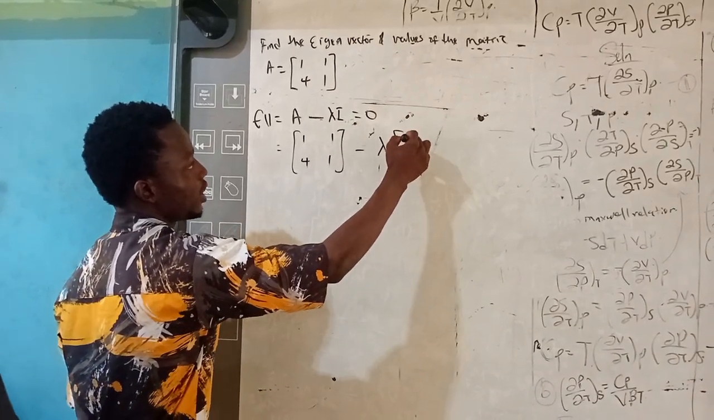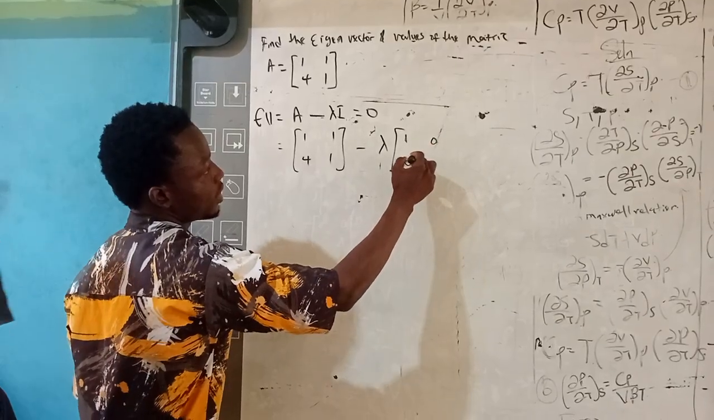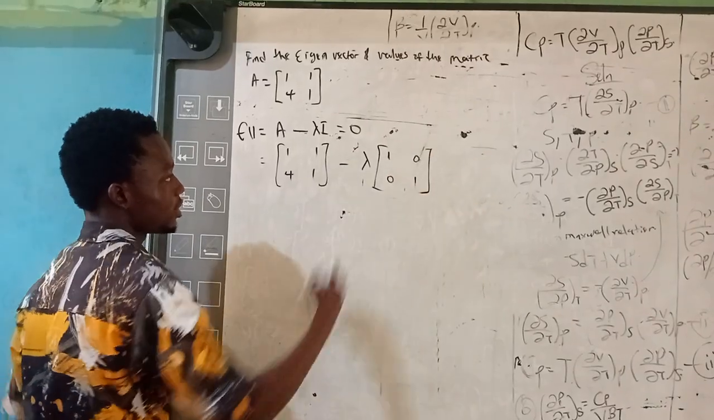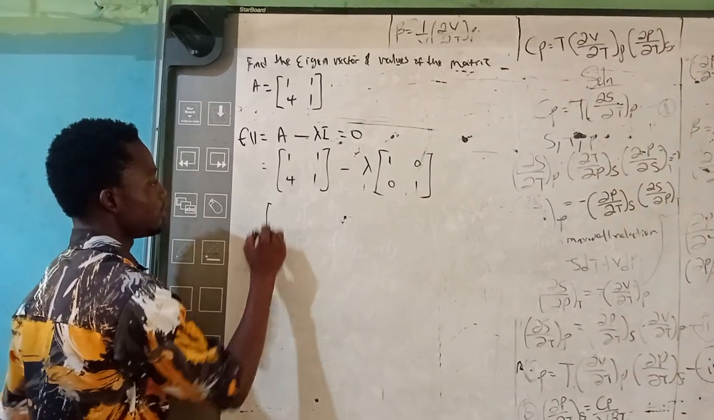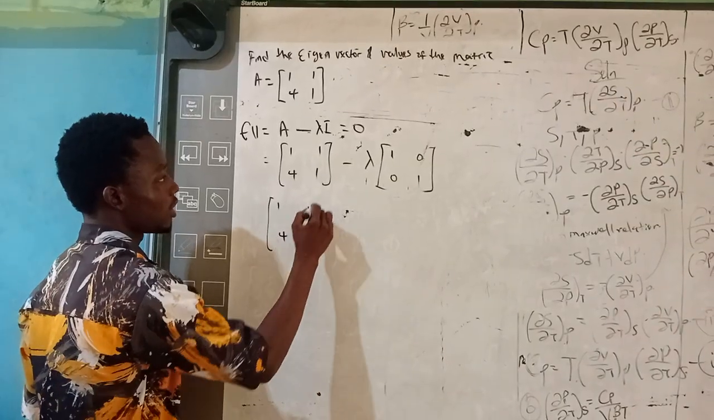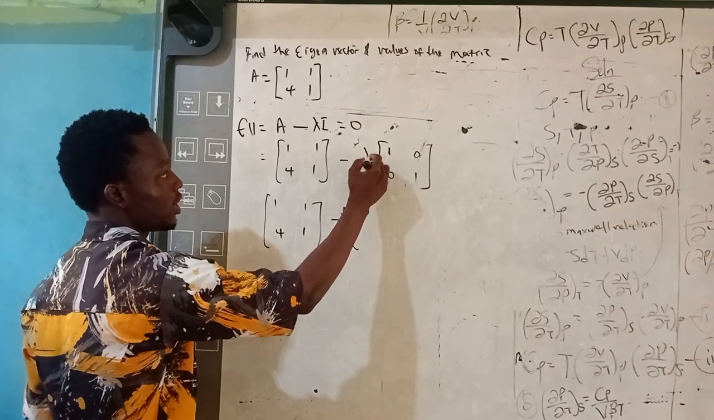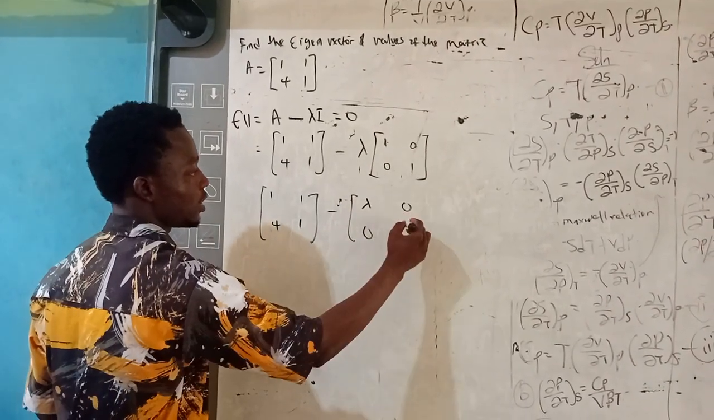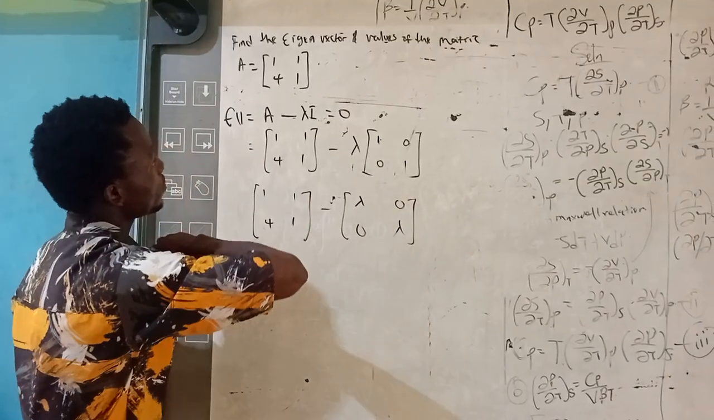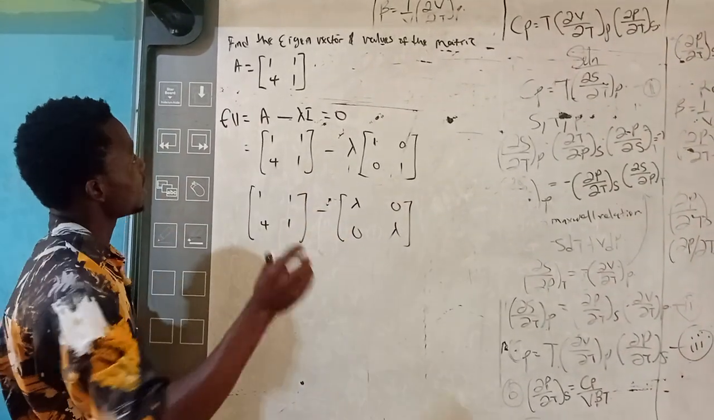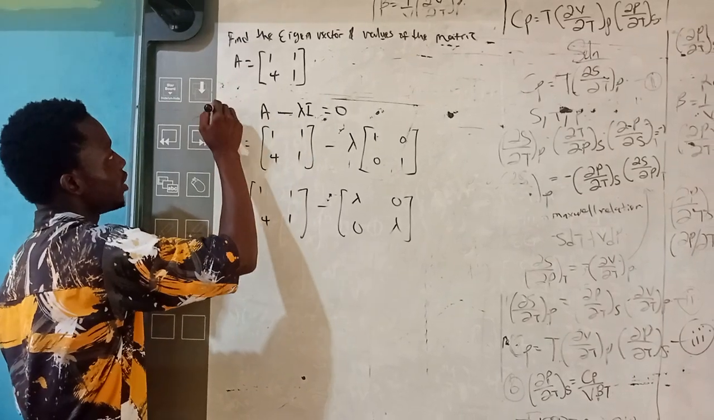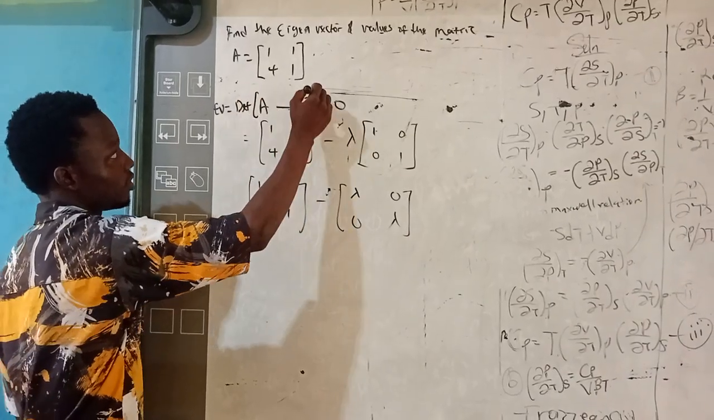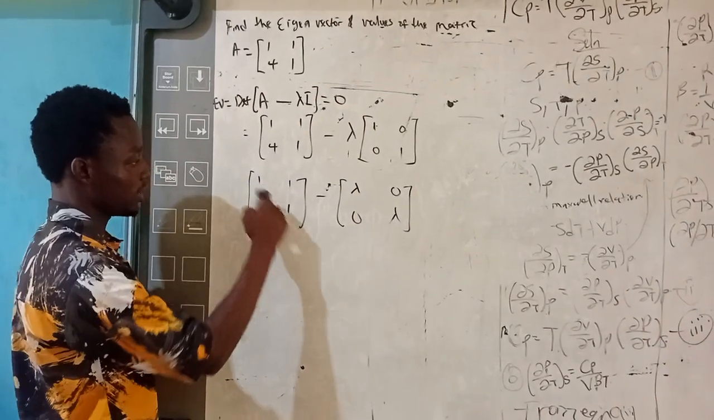A unit matrix is an identity matrix, a 2 by 2 identity matrix. Not just 2 by 2, but because our matrix is 2 by 2, that's why we also need a unit matrix of 2 by 2. So here we have 1, 1, 4, 1 minus lambda times 1, lambda times 0 is 0, lambda times 0 is 0, lambda times 1, lambda. Are we together? Sorry, we have to find the determinant rather. The eigenvalue equation is the determinant of this. So we have to find the determinant here.